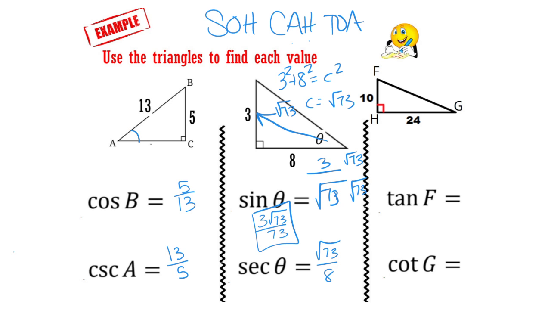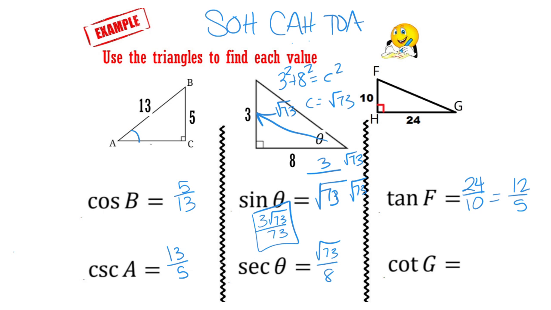Okay, here we go, last one. I'm doing tangent and cotangent, so I'm dealing with opposite and adjacent, which works out well because I don't know the hypotenuse. I don't have to go find it because I don't need it. So tangent of F: from F, I need opposite over adjacent. That's 24 over 10, but we can reduce that because 2 goes into both, and we end up with 12 over 5.